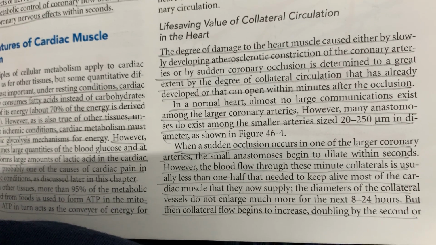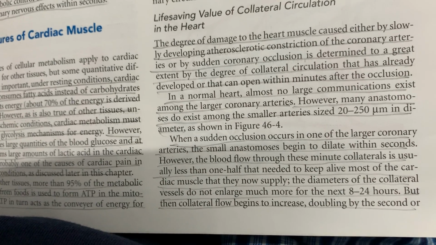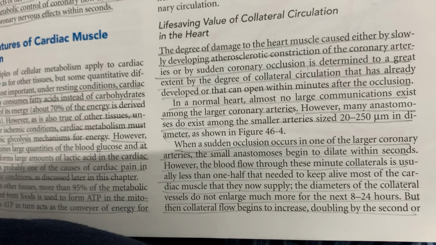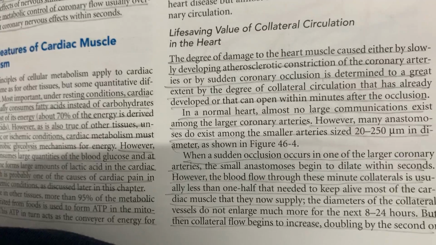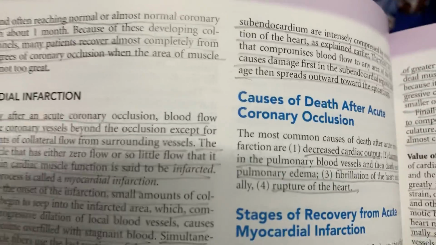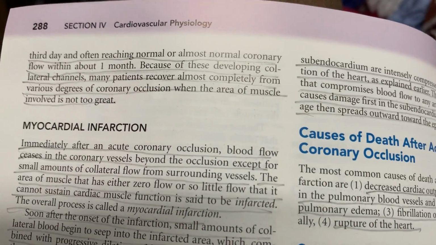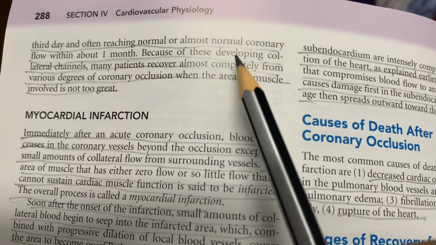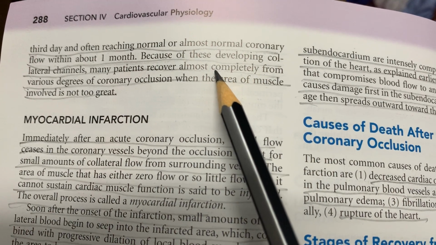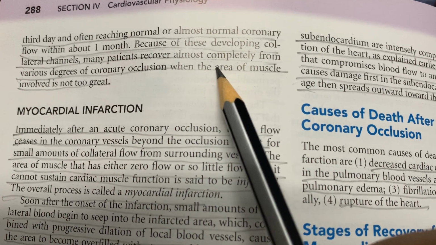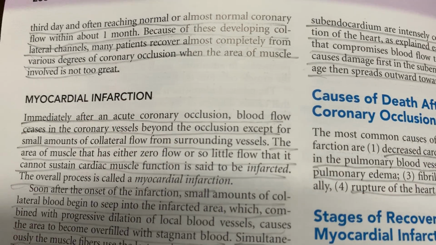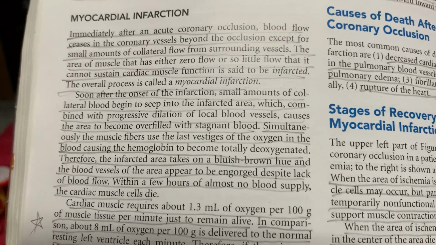The diameters of the collateral vessels do not enlarge much more for the next 8 to 24 hours. But then collateral flow begins to increase, doubling by the second or third day and reaching normal or almost normal flow within 1 month. Because of these developing collateral channels, many patients recover almost completely from various degrees of coronary occlusion when the area of muscle involved is not too great.